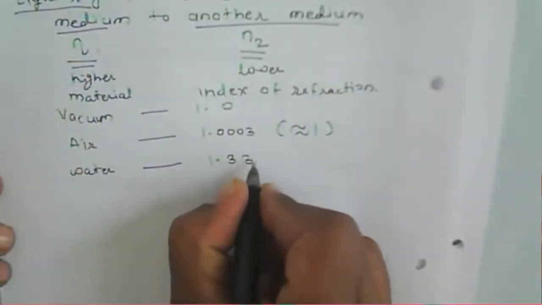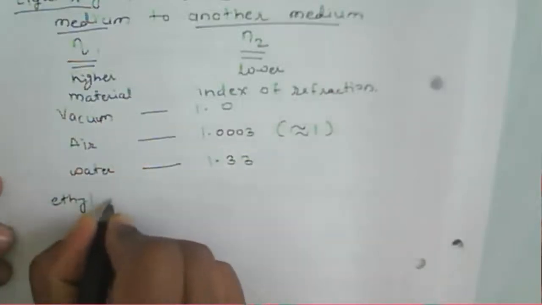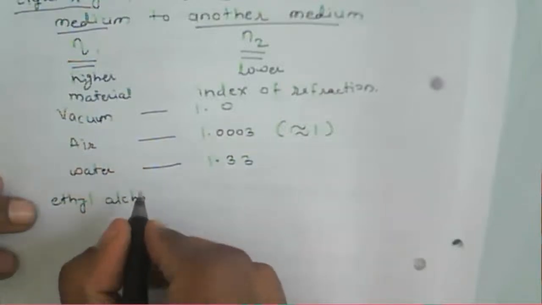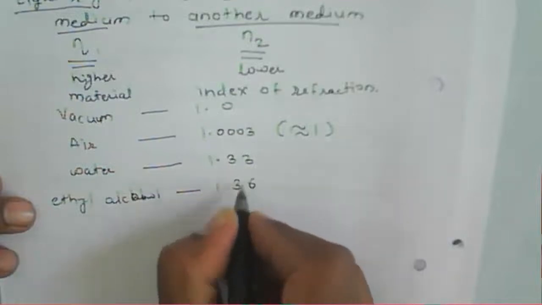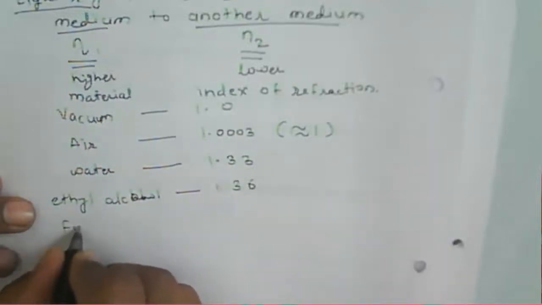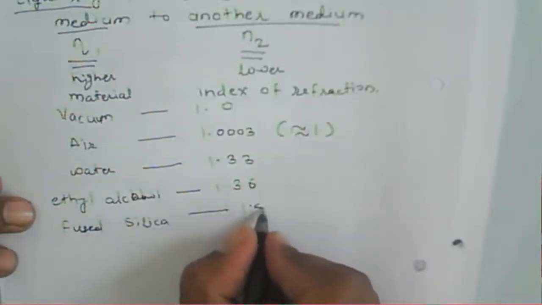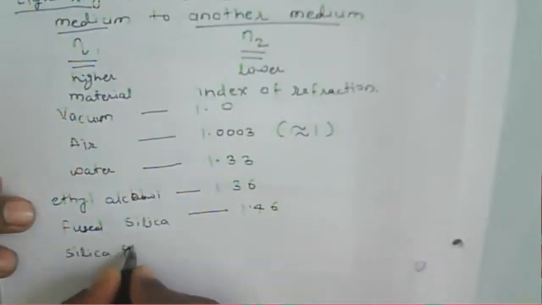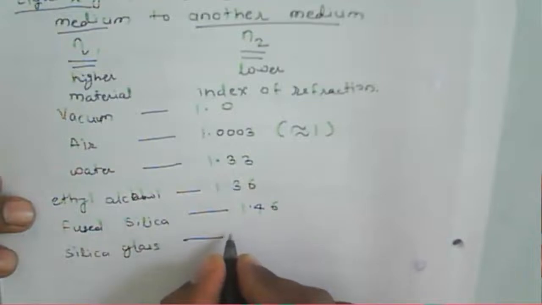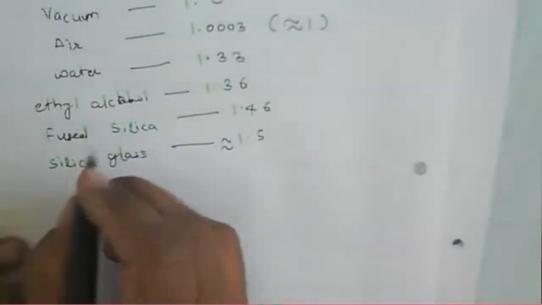So in that case, if it is water, it has a refractive index of 1.33. If you consider ethyl alcohol, it has 1.36. And if you consider silica, mostly this material, it has 1.46. Or we have a silica glass fiber that is used in a fiber. It has a typical value of 1.5, or you can say it is approximately 1.5.